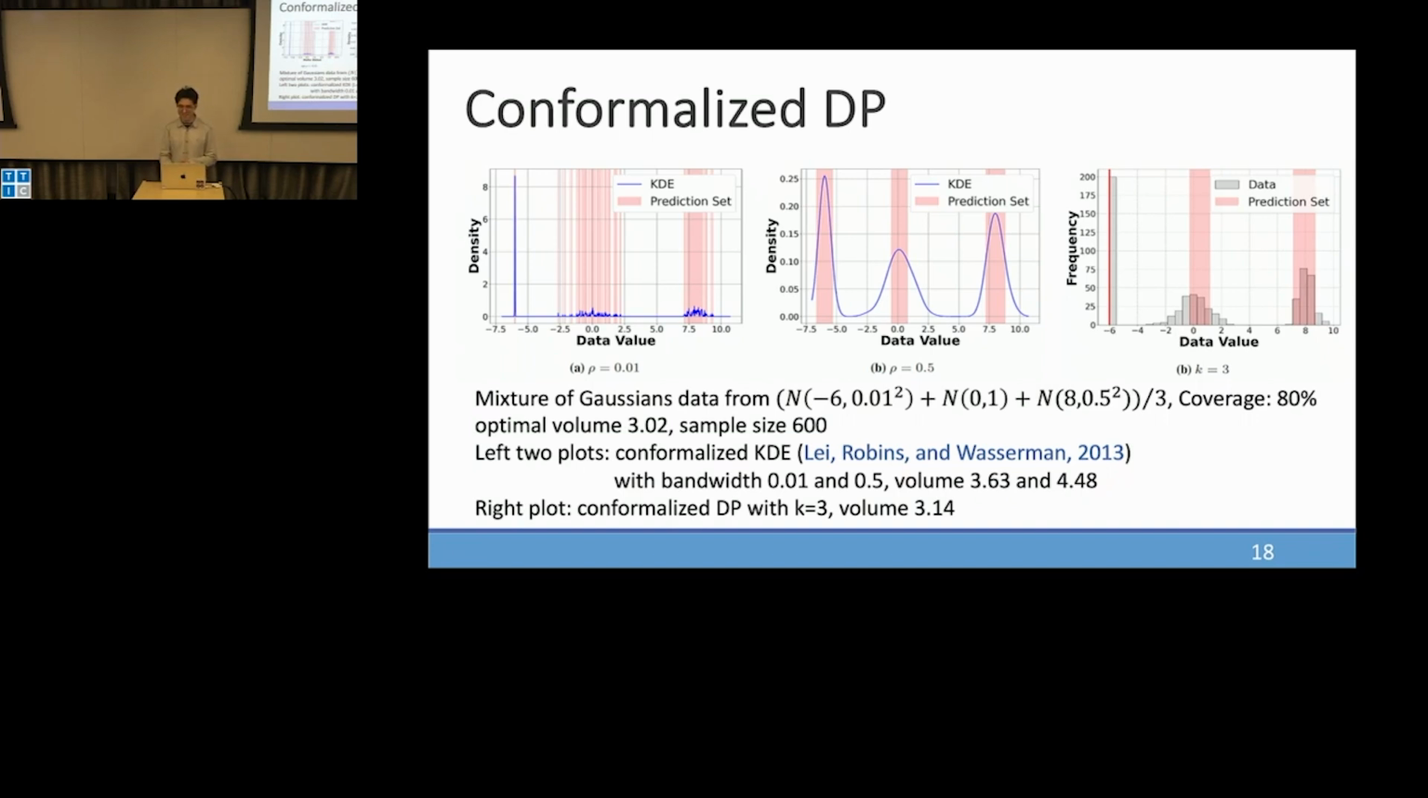Here we compare with a previous method called conformalized kernel density estimation. In kernel density estimation, we try to directly estimate the density function and then pick the level set. As we said at the beginning, if we have the density function, then we can pick the level set and get some coverage. The conformalized KDE has an issue with the bandwidth parameter. How do we pick the bandwidth?